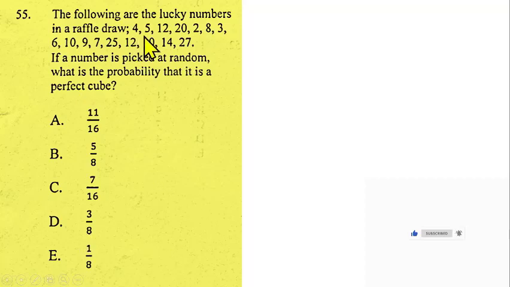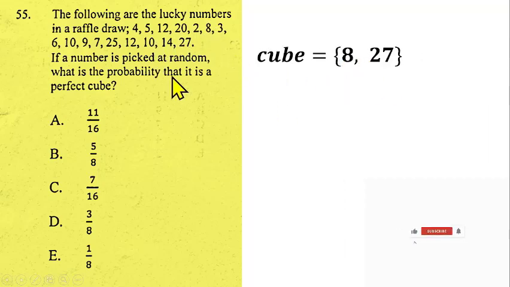Question number 55 is still on probability. The following are the lucky numbers in a raffle draw. If a number is picked at random, what is the probability that it is a perfect cube? The first thing to do is to get the perfect cubes from this set of numbers. So the perfect cubes there are 8 and 27.